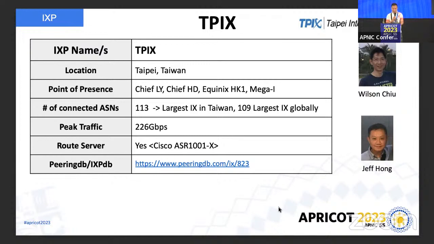TPIX currently has 130 members, and by number of members we are the 109th largest IX globally. We are aggressively expanding our membership, and welcome to TPIX. The peak traffic of TPIX is 226G, and we have route servers, NetFlow, and RPKI security mechanisms for our internet exchange. Finally, welcome to Taiwan and join TPIX for better connectivity in Taiwan.